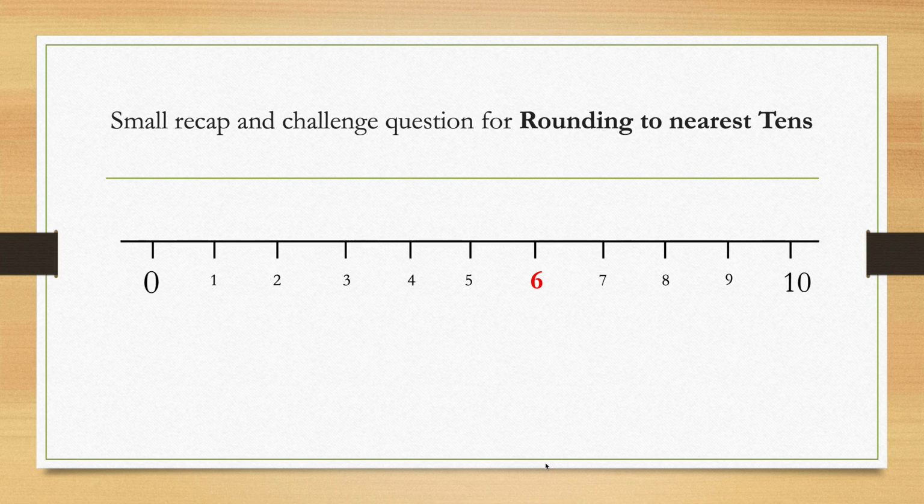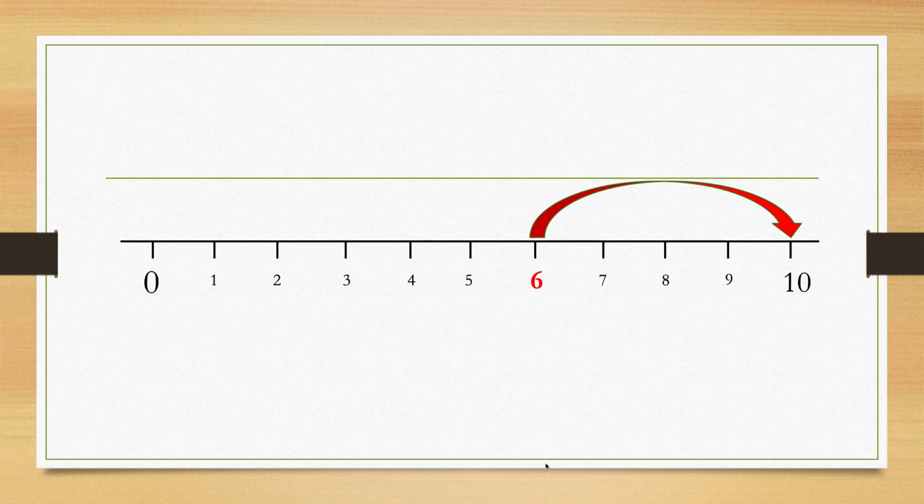So, where will 6 be rounded? You're right. 6 will be rounded to 10 because it is 5 to 9, and 5 to 9 are rounded to the greater 10 here, which is 10. So now where will 5 be rounded? Did you forget? It's rounded to 10 too, though it's in the midway, because 5 to 9 including 5 are rounded to 10.